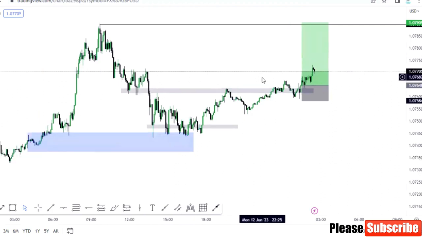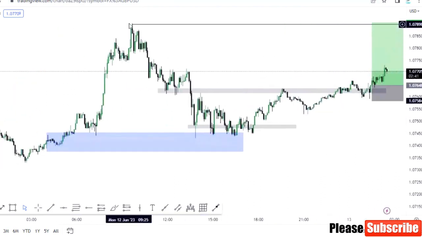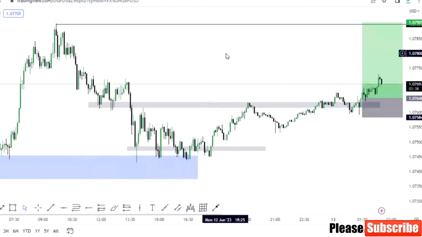Also, my target is at this week high. Like I told you guys, my target is at this week high. So waiting for the market to play out. Let's see what's gonna happen.